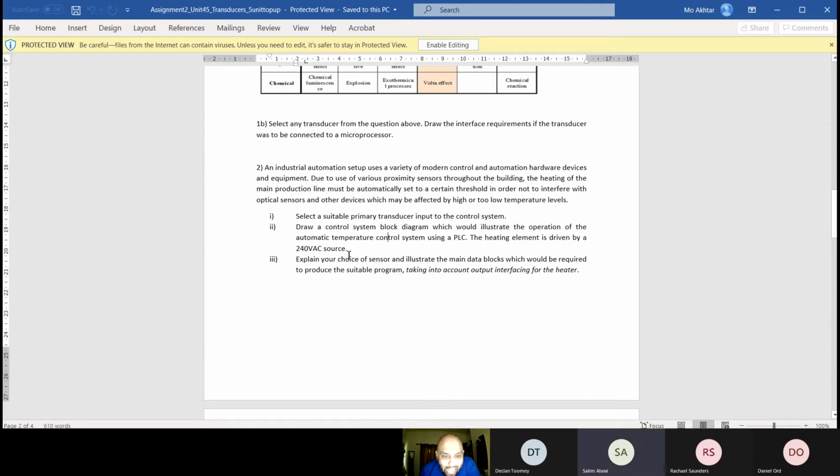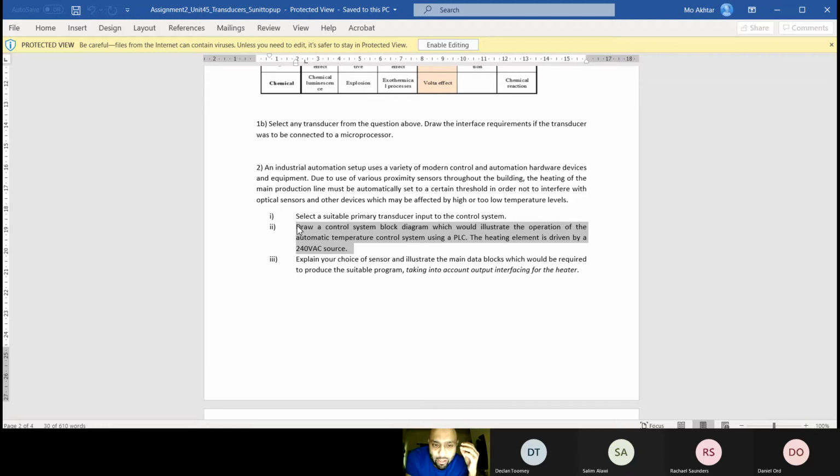Draw a control system block diagram which will illustrate the operation of the automatic temperature control system using a PLC. The heating element is driven by a 240 volt source. So basically what you've got here is this one here. Read it carefully. So you've got, like you would have in a normal real life application, a PLC controlling everything for you. Now you've got your sensor going to the PLC.